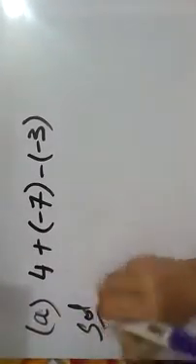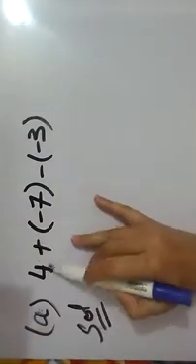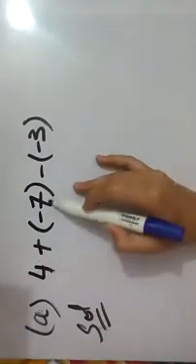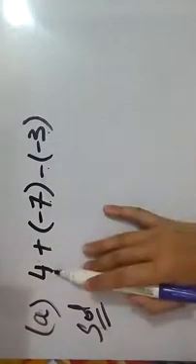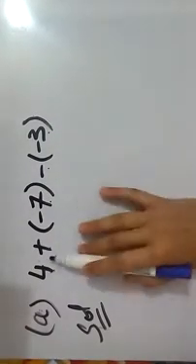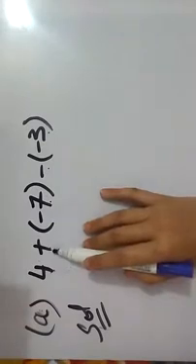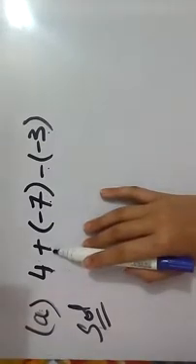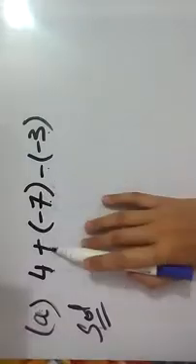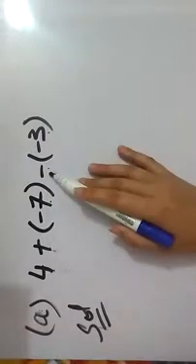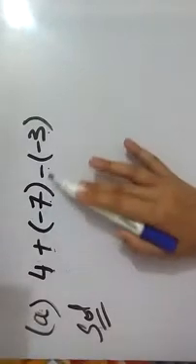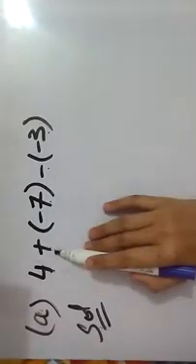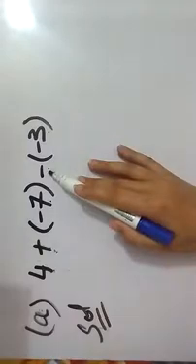The solution of this question: 4 plus negative 7 minus negative 3. Now first we will solve the addition sign. In your previous class 5 you have learned about the rule left to right. When both signs, positive and negative, are involved, then we will apply the rule left to right. Means first we will solve the addition and then subtraction.